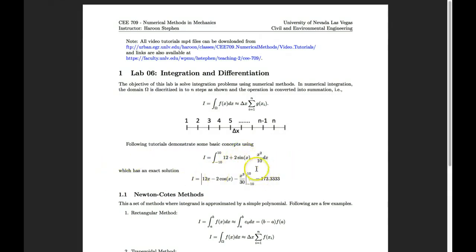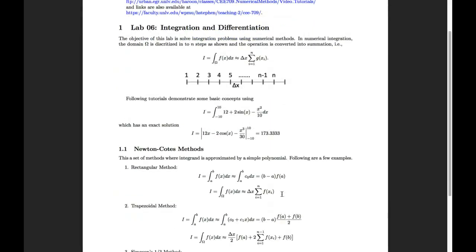If you integrate this, which is quite simple, using the exact method, you will find out that the answer is 173.33333, which we will be using to compare with our numerical solution. So the rectangular method is a Newton-Cotes method in which the whole domain is divided into small rectangles, just like the Riemann sum. We basically just take the value of the function at a point and multiply it with the interval, and then we add many rectangles like that.